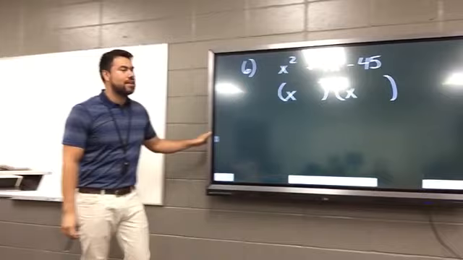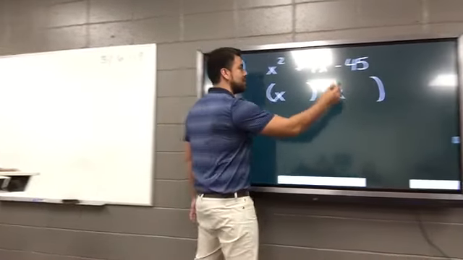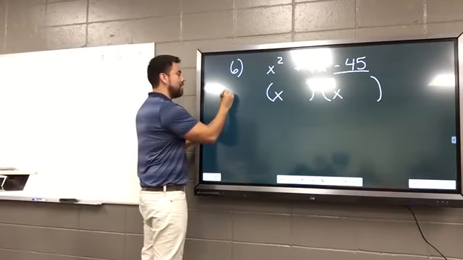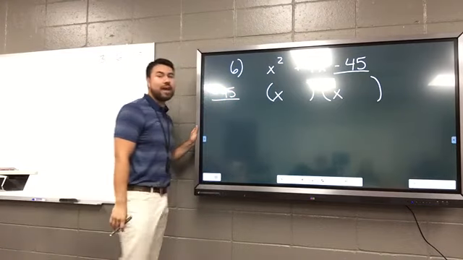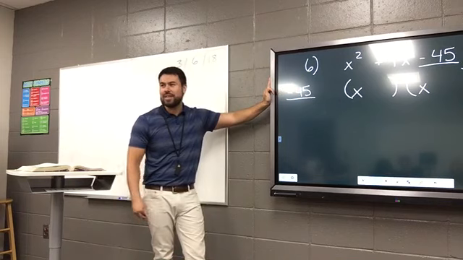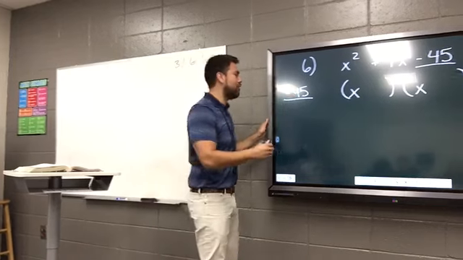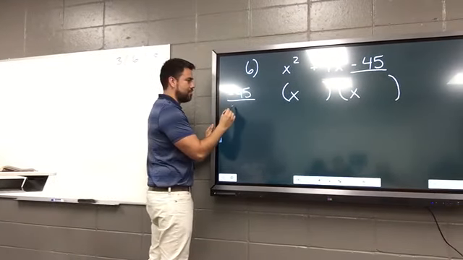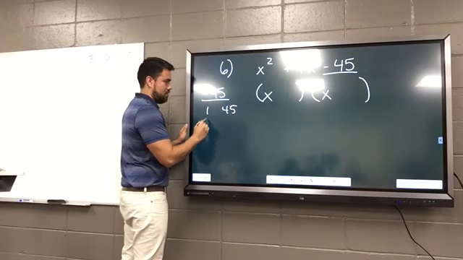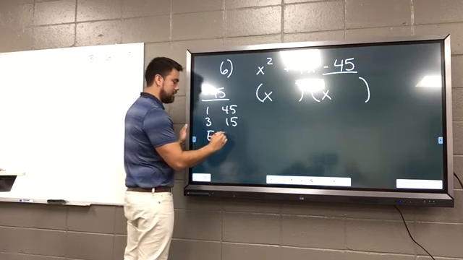You're halfway done. Now I have to find out what numbers go in those spots. So I'm looking at this constant, and what's the sign of 45? Yes, it's a negative 45. I have to think of factor pairs of negative 45. Actually, give me the factors of 45. 1 and 45. 3 and 15. And then I heard 5 and 9.